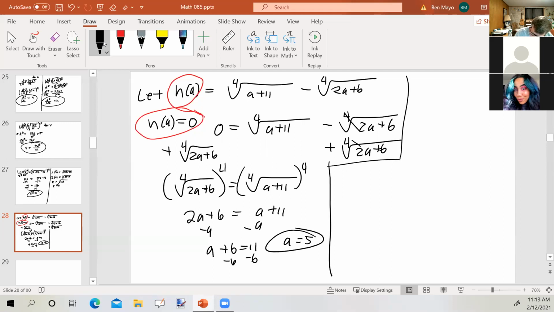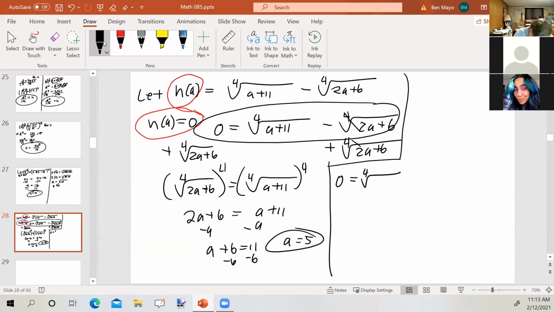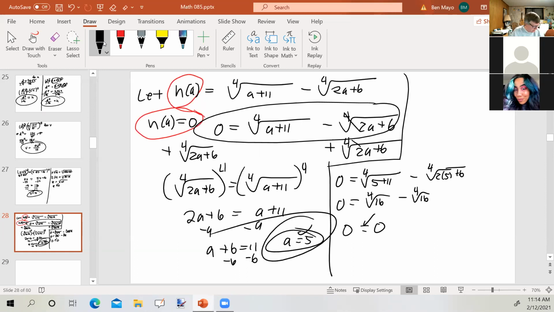Let's check our work here. So I'm going to take this equation. 0 equals the fourth root of 5 plus 11 minus the fourth root of 2 times 5 plus 6. 0 equals the fourth root of 16 minus the fourth root of 16. Well, the fourth root of 16 is 2, but even if it wasn't, wouldn't the fourth root of 16 minus the fourth root of 16 be 0? So the answer checks, and the solution is correct.